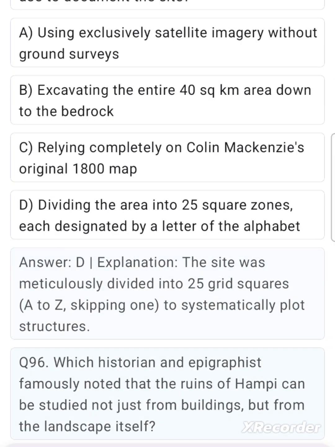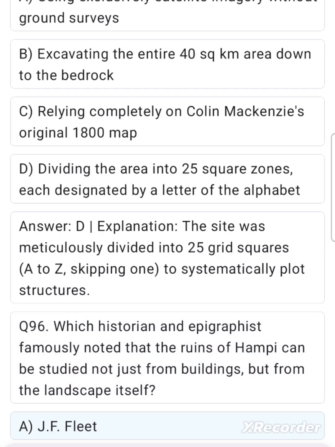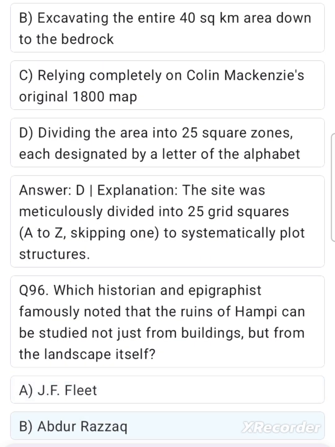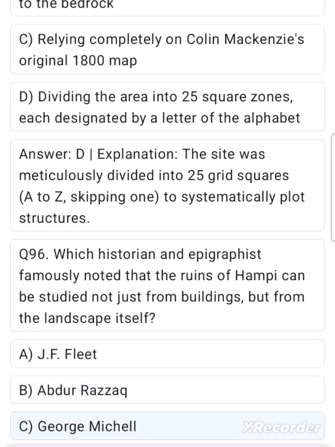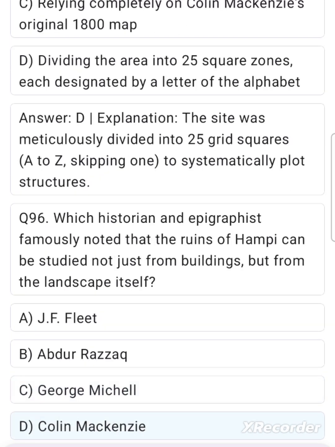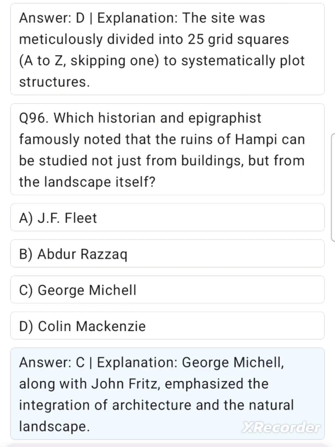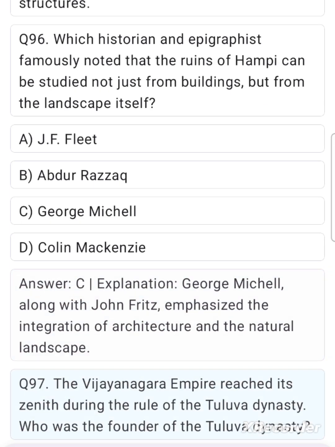structures. Q96. Which historian and epigraphist famously noted that the ruins of Hampi can be studied not just from buildings, but from the landscape itself? A. J.F. Fleet. B. Abdul Razak. C. George Mitchell. D. Colin Mackenzie. Answer. C. Explanation. George Mitchell, along with John Fritz, emphasized the integration of architecture and the natural landscape.